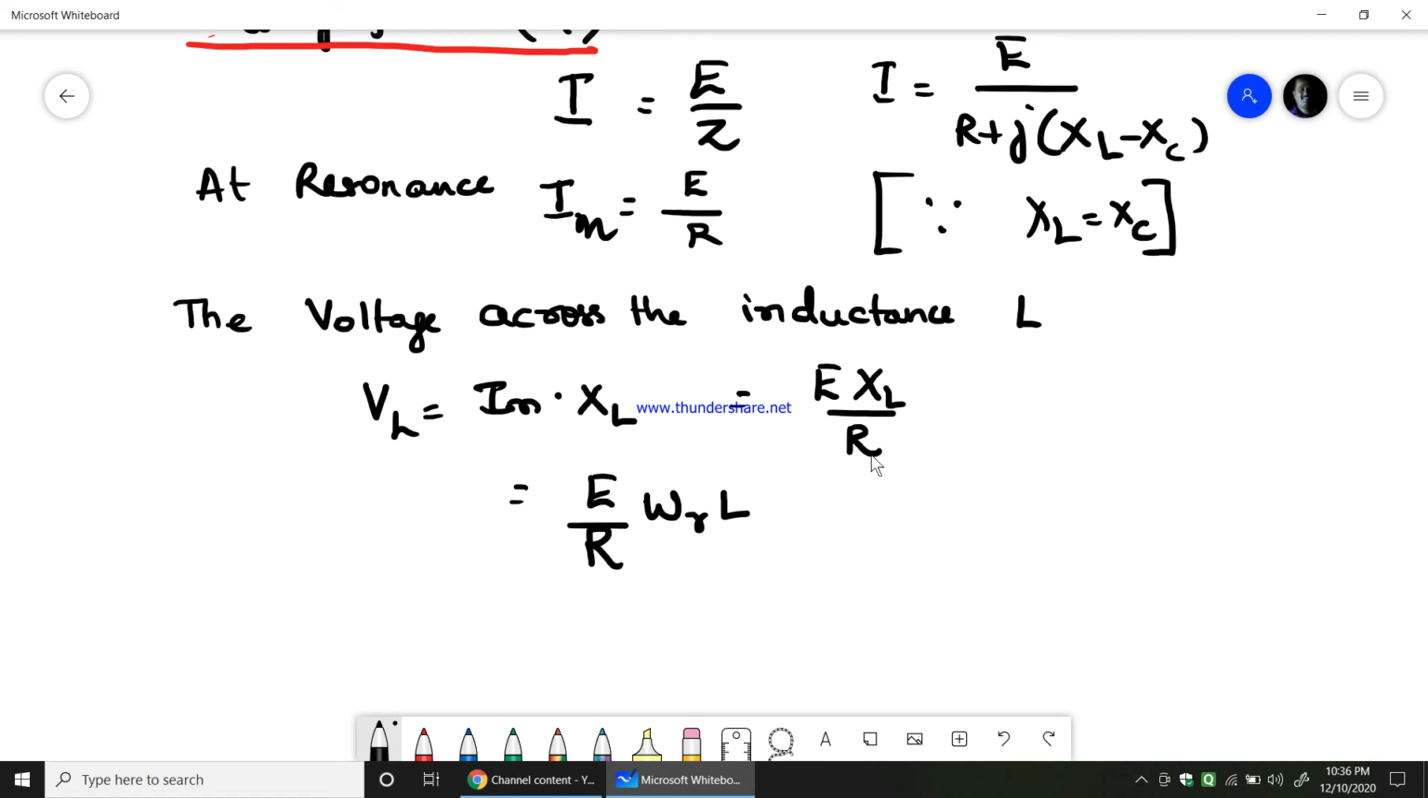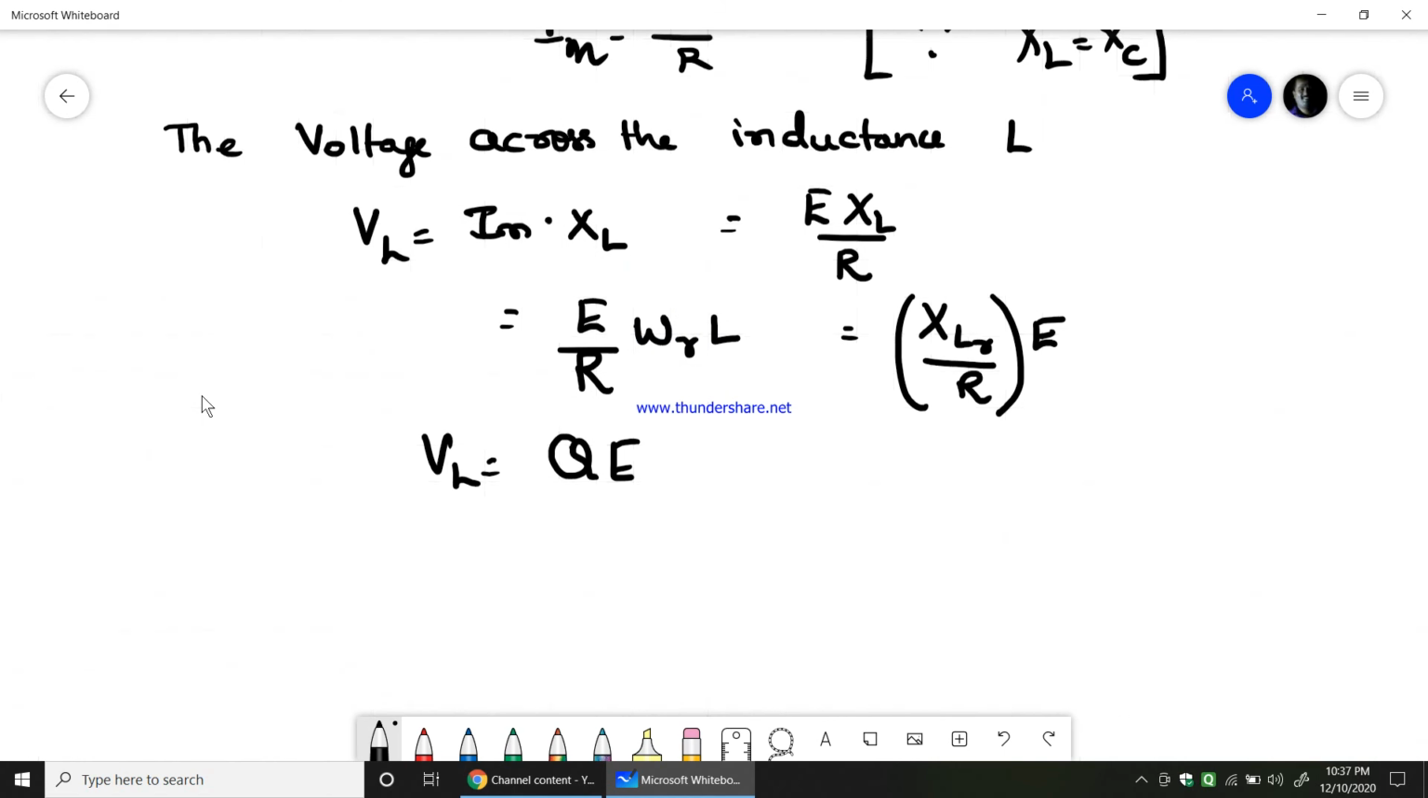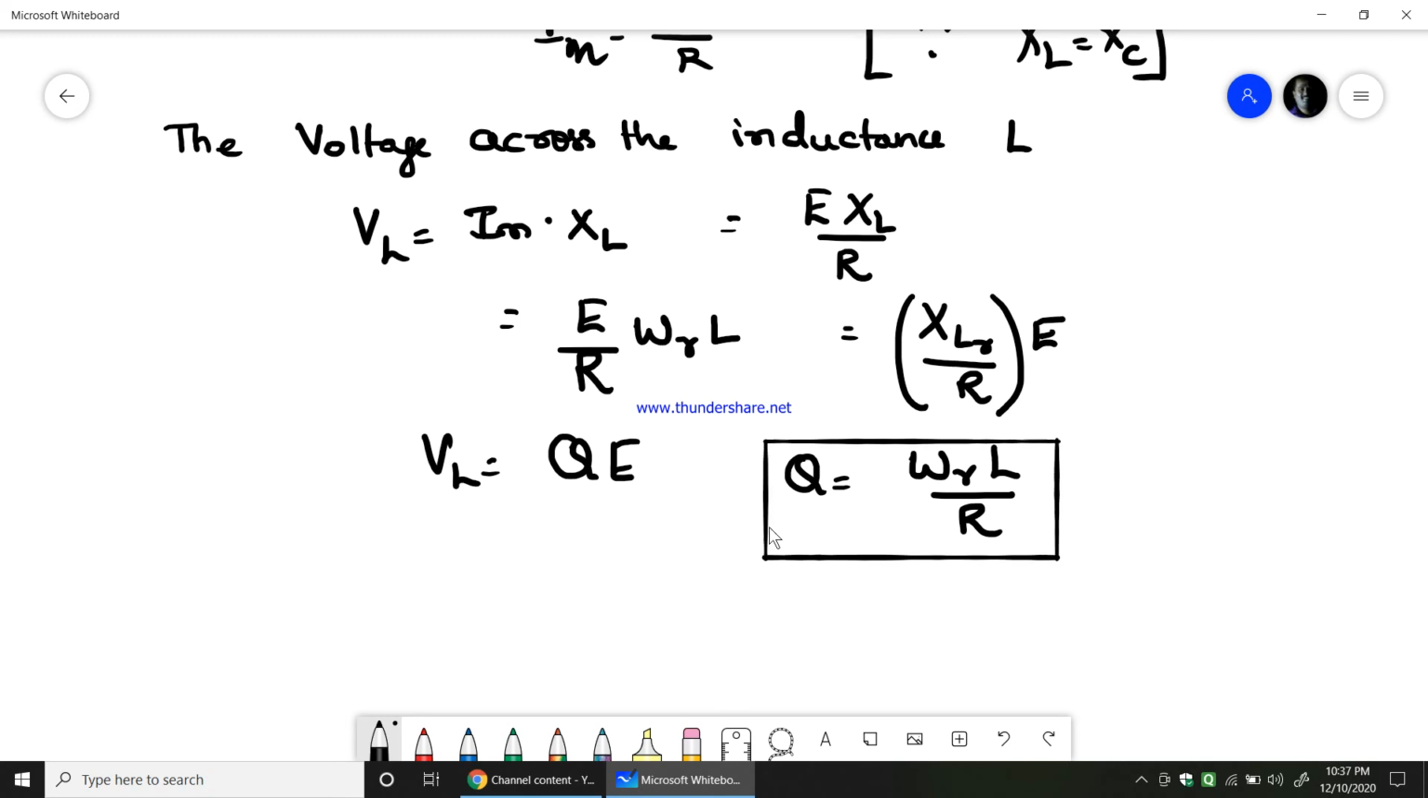Therefore, I can write the equation as omega R L by R into E. Therefore VL would be equal to the quality factor into E, where the quality factor is nothing but omega R L by R. This is the quality factor in terms of the inductance that we take.